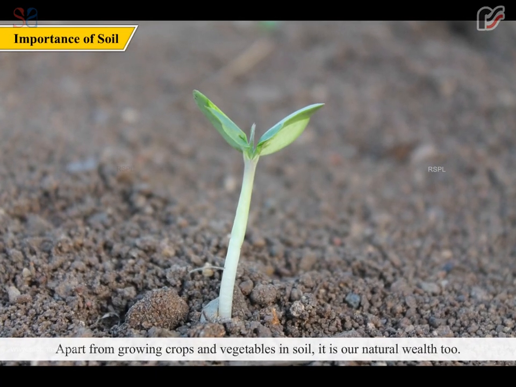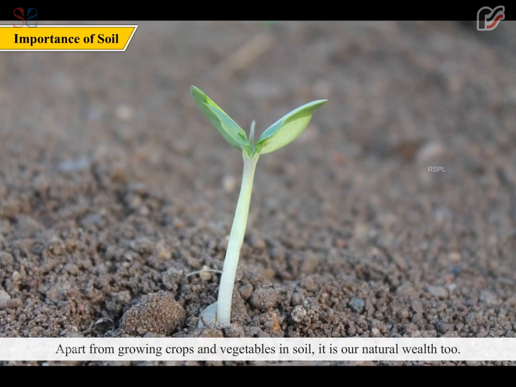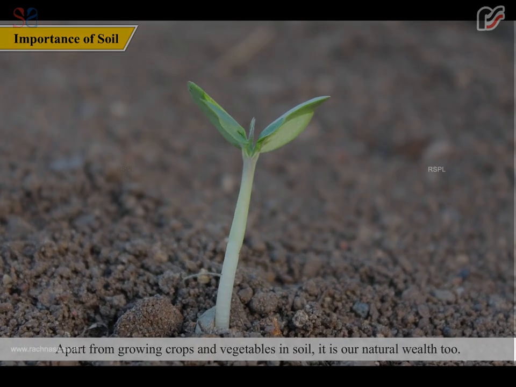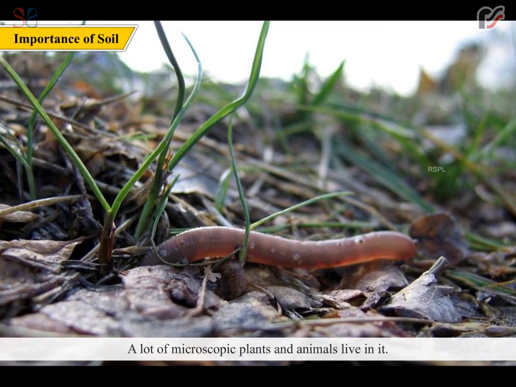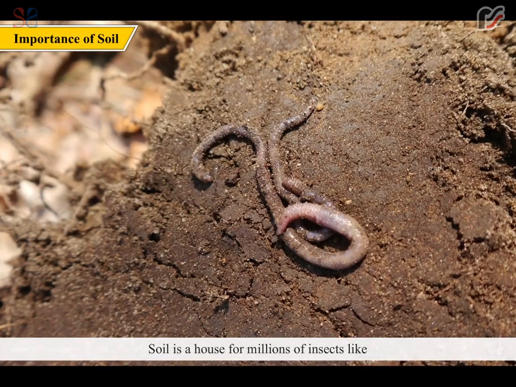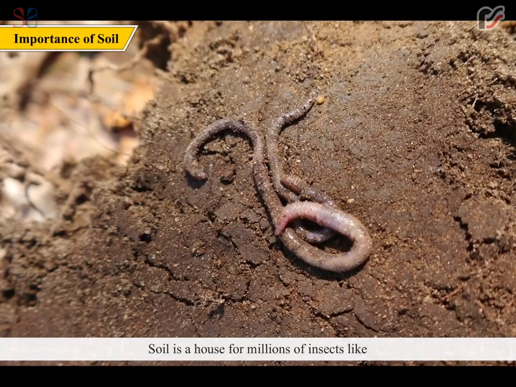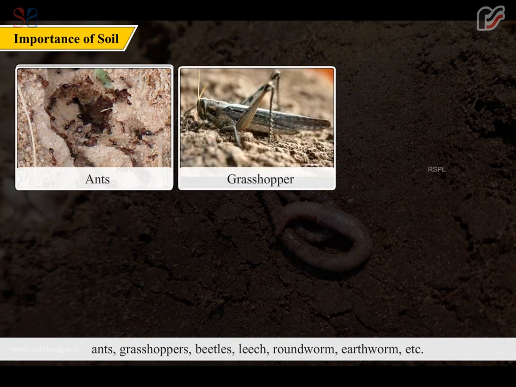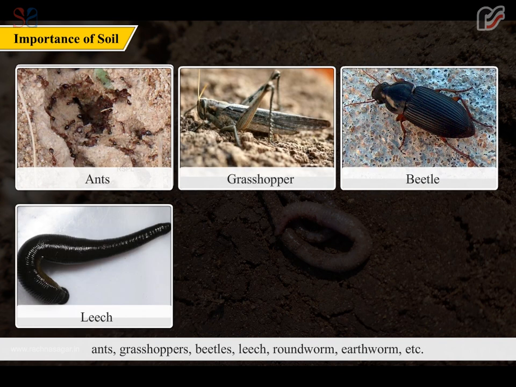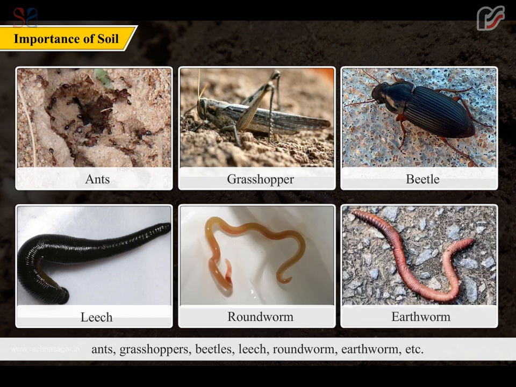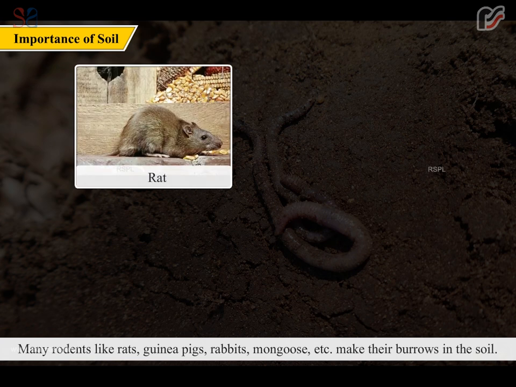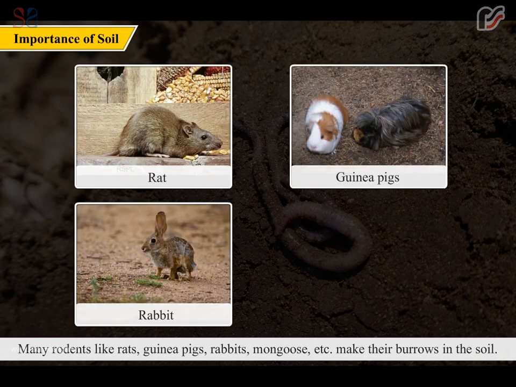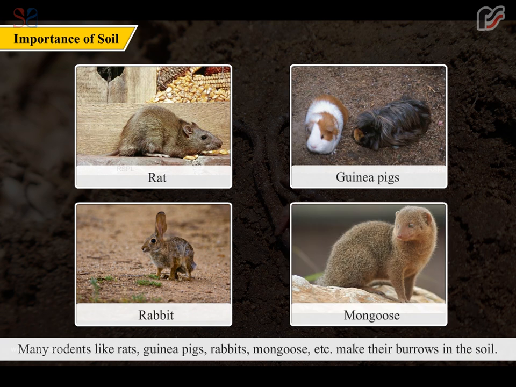Apart from growing crops and vegetables in soil, it is our natural wealth too. A lot of microscopic plants and animals live in it. Soil is a house for millions of insects like ants, grasshoppers, beetles, leech, roundworm, earthworm, etc. Many rodents like rats, guinea pigs, rabbits, mongoose, etc. make their burrows in the soil.